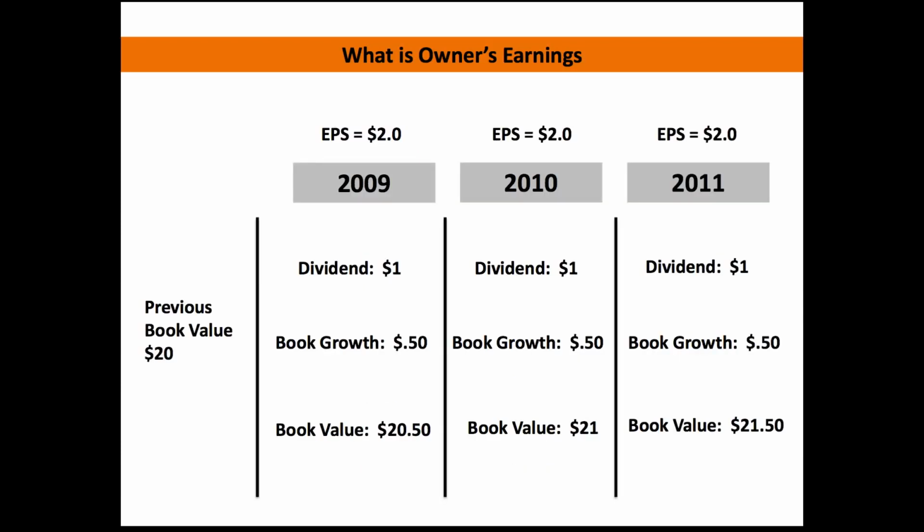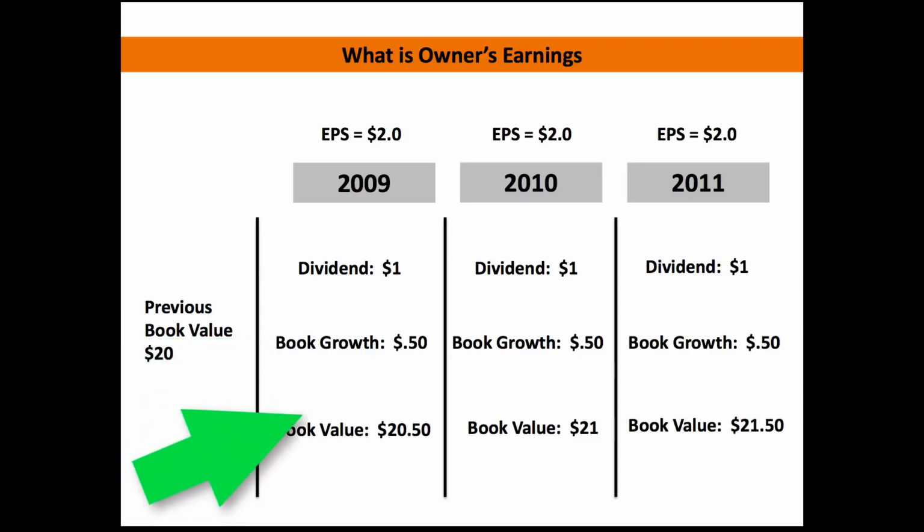Okay, so we have the exact same company. The book value prior to 2009, we're going to say, is $20, and the EPS for 2009, according to the accounting, that number reported at the bottom of the income statement, is $2. We're going to assume that still $1 is being paid to you as an owner through the dividend. But this time you only saw 50 cents of book value growth, and the book value increased up to $20.50.